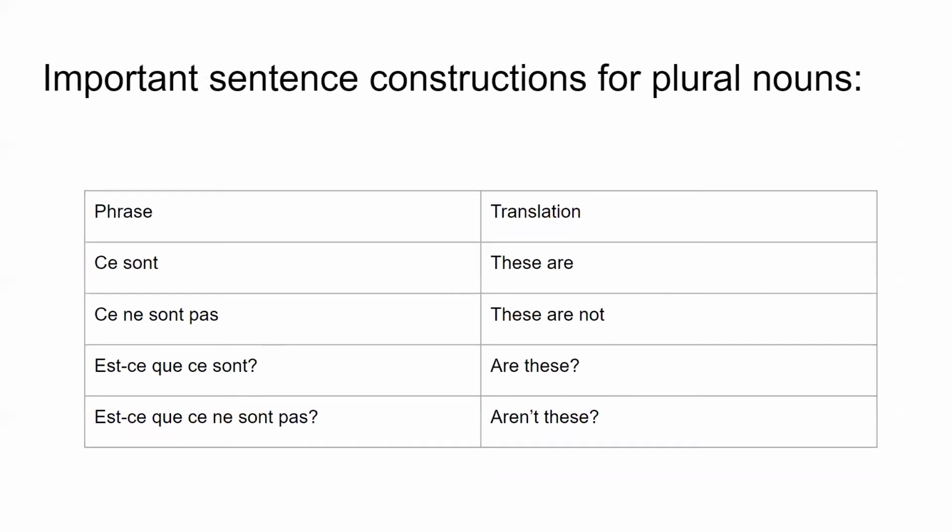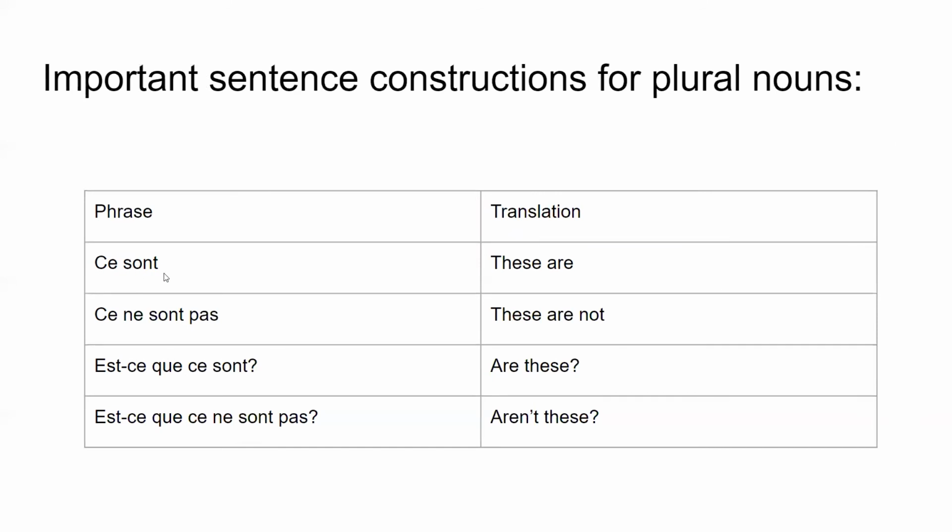Moving on, we have some basic sentence constructions for plural nouns, beginning with ce sont, which means these are, followed by ce ne sont pas, which means these are not. Next, we have est-ce que ce sont, which means are these. And lastly, est-ce que ce ne sont pas, which means aren't these. These formations follow the same principle as the singular nouns.